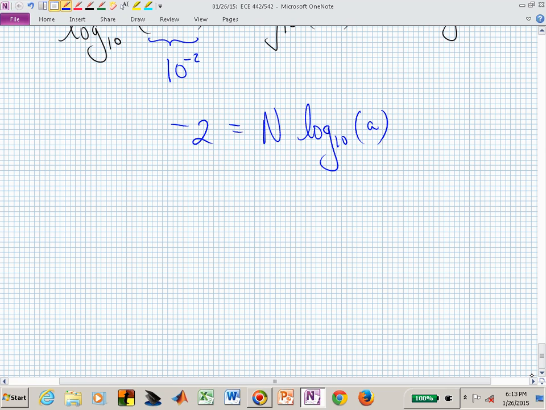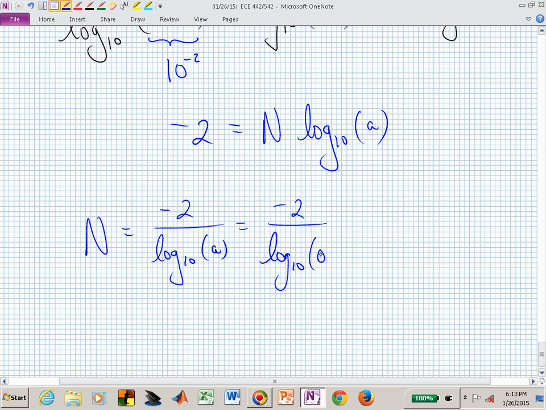And if a is a known constant, we can plug that in and solve for capital N. Capital N is minus 2 over log base 10 of a. In our particular example, a was this 0.887 number.